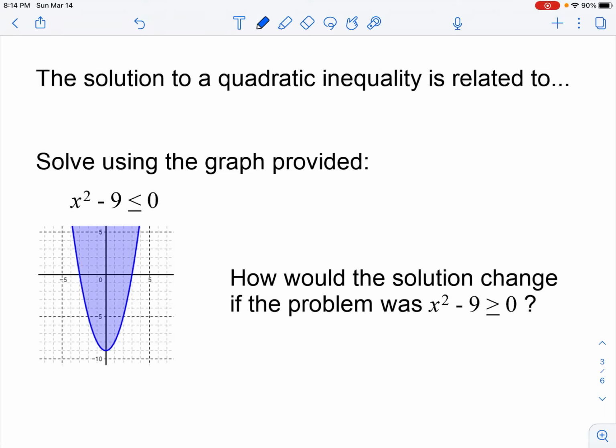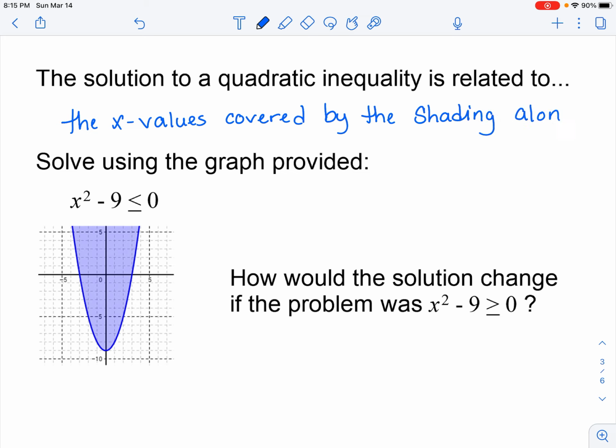Let's talk about how to solve a quadratic inequality. The solution to a quadratic inequality is related to the x values that are covered by the shading along the x-axis. Which means the easiest way to solve a quadratic inequality is to use a graph.